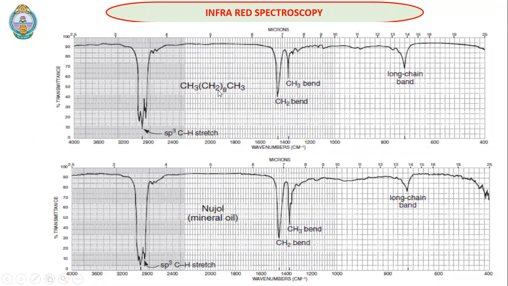Look at this example. This is n-decane. It has only sp3 hybridized carbon, so it will have only sp3 CH stretching frequencies less than 3000. Okay, so this is 3000. All these are less than 3000 and they are very strong. At the same time, it will also have a long chain band around 700, and then CH3 and CH2 bending vibrations between 1300 and 1500.